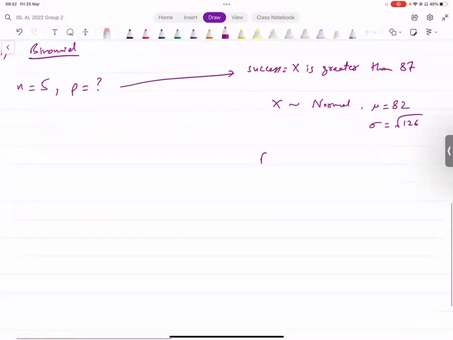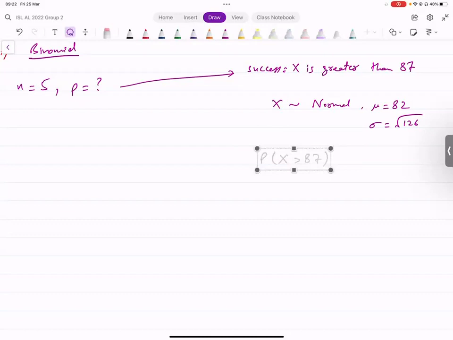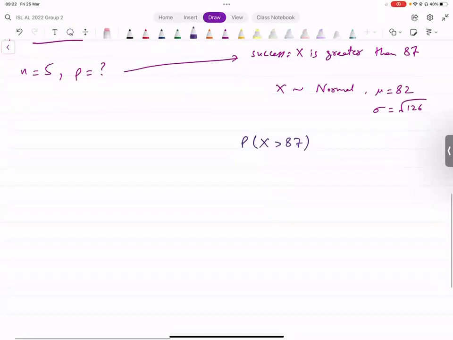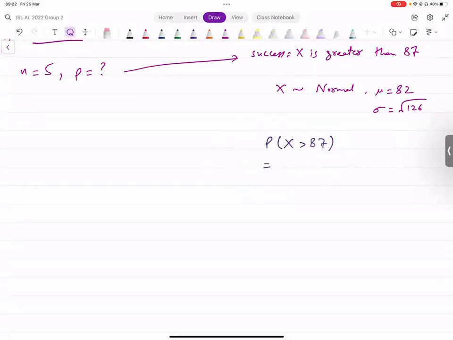तो हमें क्या करना पड़ेगा पहले? Probability of success find करनी पड़ेगी which is x greater than 87. ये पहले probability निकालनी पड़ेगी using normal distribution because x तो normally distributed है. X greater than 87. How do you figure that out? We can convert it to z first. It means z greater than 87 minus 82 divided by sigma, that is square root of 126.